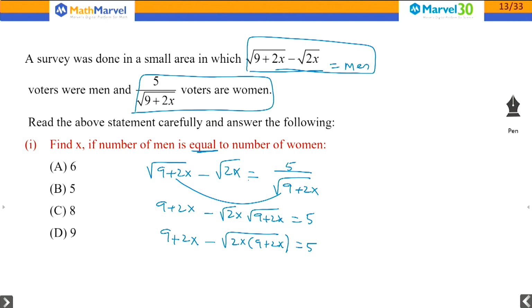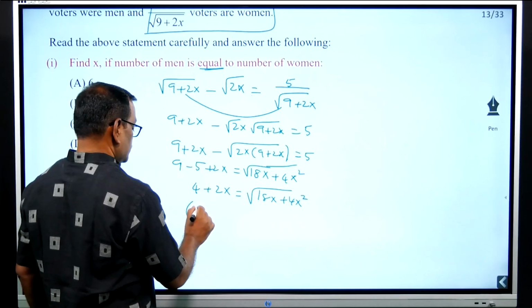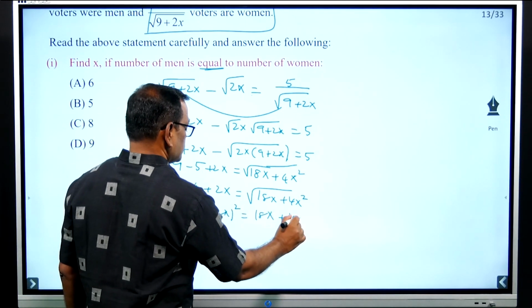Simplifying this, 9 minus 5, transpose 5 to left side and plus 2x, and transpose the negative expression to right side. So that is equal to root of 18x plus 4x square. Now simplifying the left side, 9 minus 5, 4 plus 2x equal to root of 18x plus 4x square. Okay. Now squaring on both sides. If you square on both sides, 4 plus 2x the whole square equal to 18x plus 4x square.